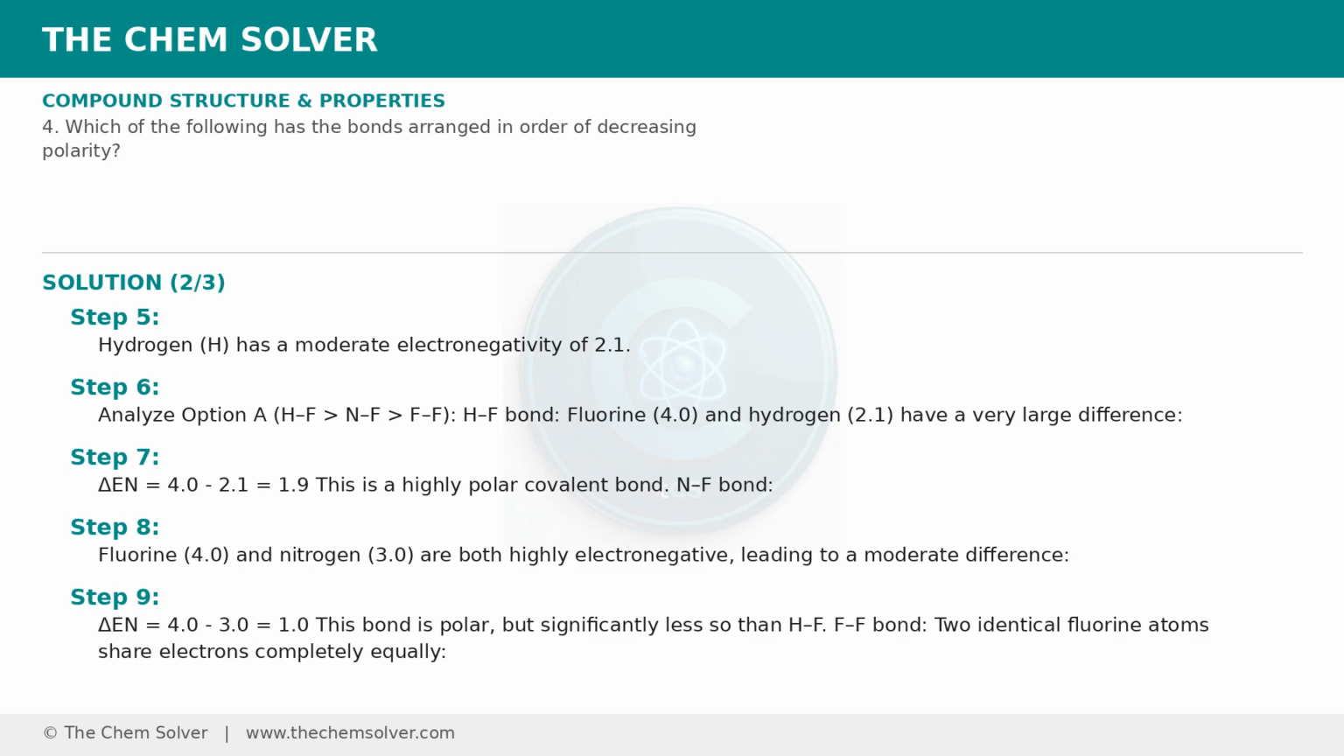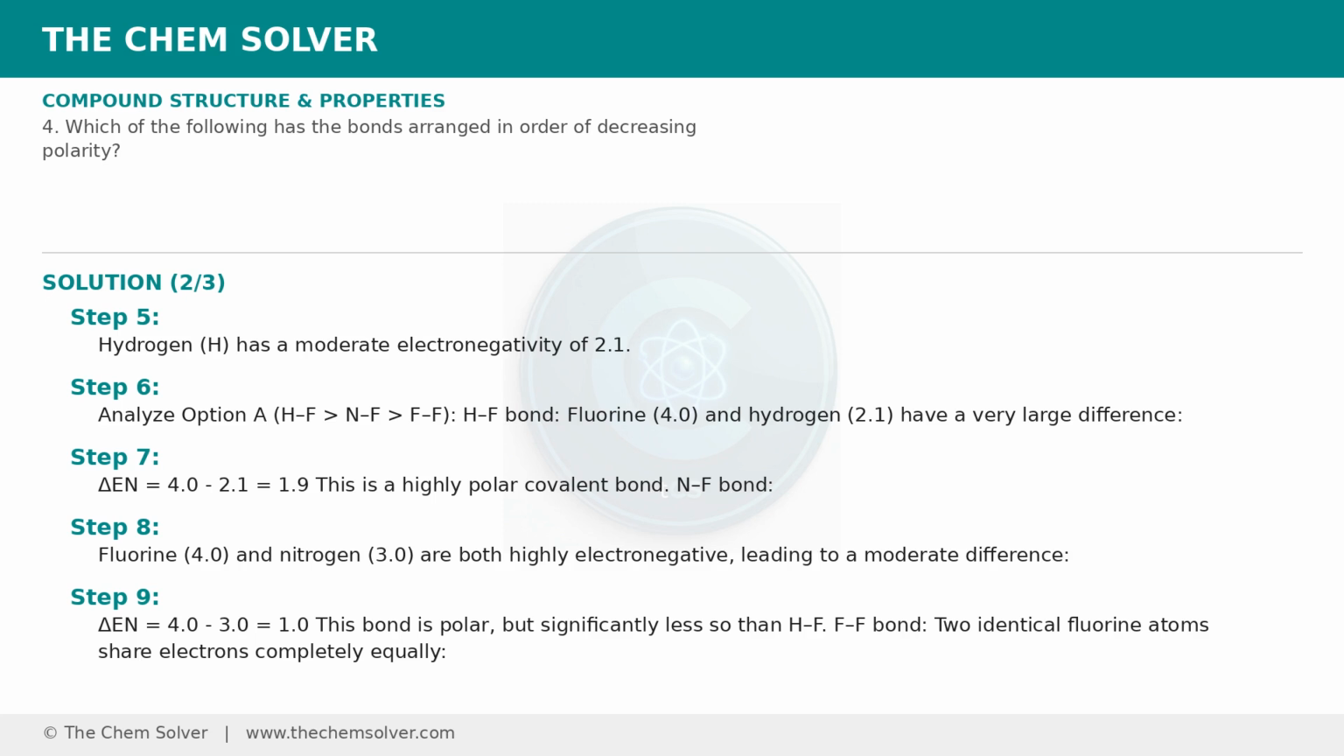N–F bond. Fluorine, 4.0, and nitrogen, 3.0, are both highly electronegative, leading to a moderate difference. Delta EN equals 4.0 minus 3.0, which is equal to 1.0. This bond is polar, but significantly less so than the H–F bond.